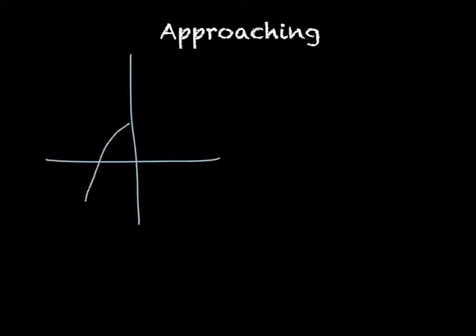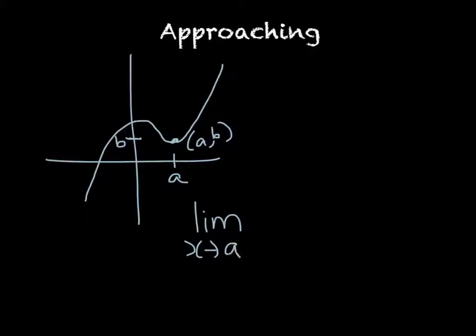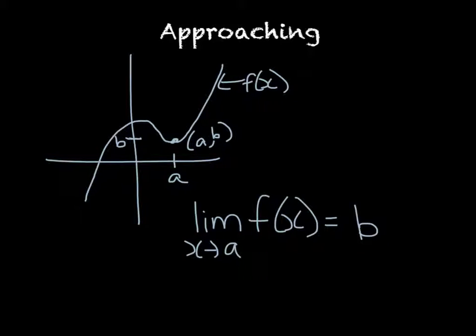Let's say we have some sort of a curve here, and we have the point x equals a right there. And at this point, x equals a, the y value takes on b. So really we just have a point a, b here. Then we can say that the limit as x approaches a of f of x, where f of x is this curve that I've drawn here, equals b, because as x approaches a, then f of x approaches b.